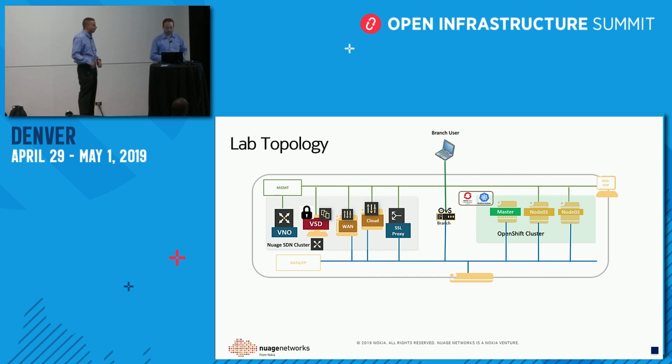So the lab topology. In our case, we have a management network and a data network, so a data plane. This is a layer 3 network, with various subnets between the different components. On the left side, we have our orchestration engine, VNO. We have the VSD, which is the policy engine of Nuage. We have two SDN controllers. The first one is for the WAN, SD-WAN side. The other one is for managing the public cloud side. We have the proxy. And then on the right side, we have our OpenShift cluster composing the master and nodes powered by Nuage SDN.